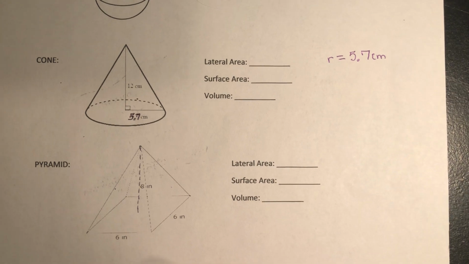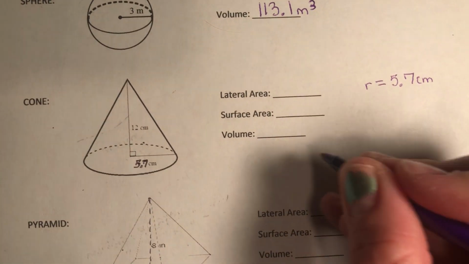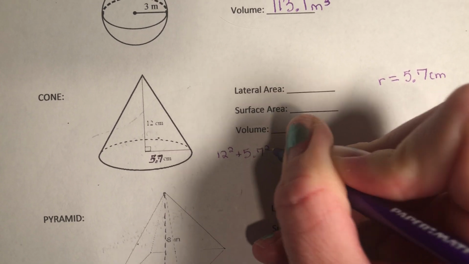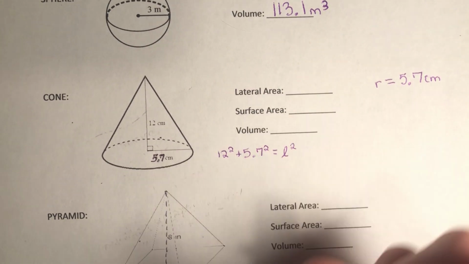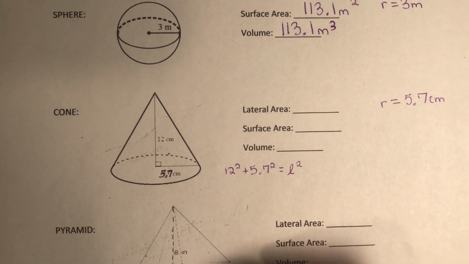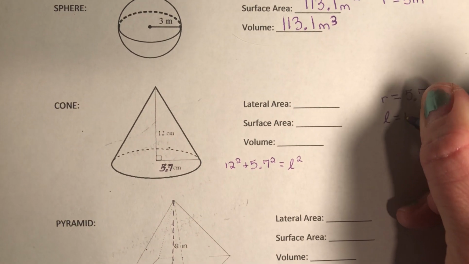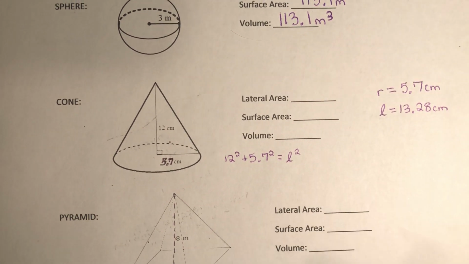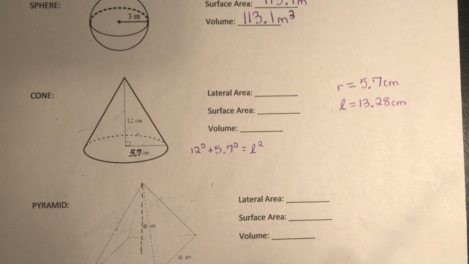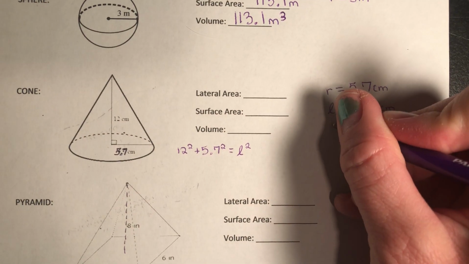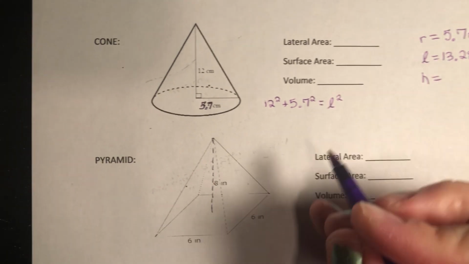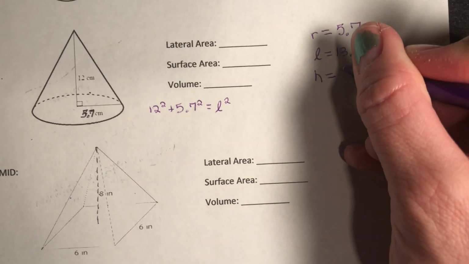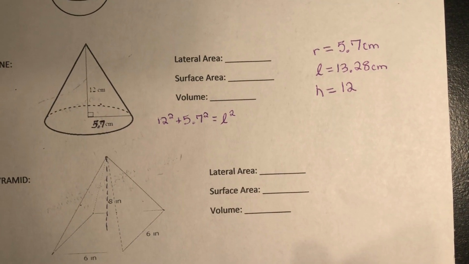We need to do a little bit of work to find our slant height. So we need to do 12 squared plus 5.7 squared. It's going to equal slant height squared. And finding our slant height is going to be equal to 13.28 centimeters. All right, next our height. When you look at a cone, the height is from the center down. So our height is 12.